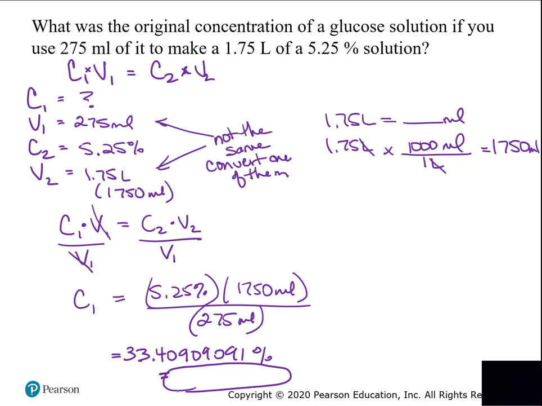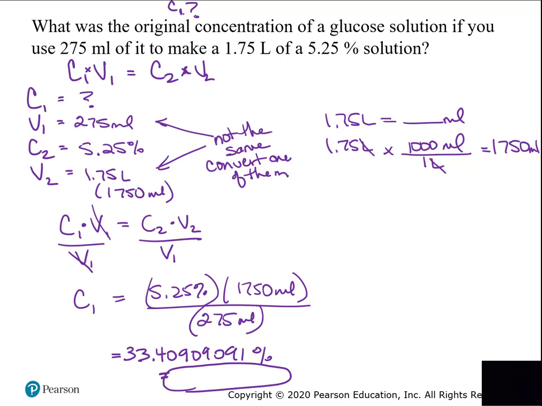All right, got them set up. All right, so the steps, and maybe I made a mistake, maybe not, I don't know. Remember C1 times V1 equals C2 times V2. So then first question, what was the original concentration? That tells me right away I need to know what C1 is. That's my unknown.